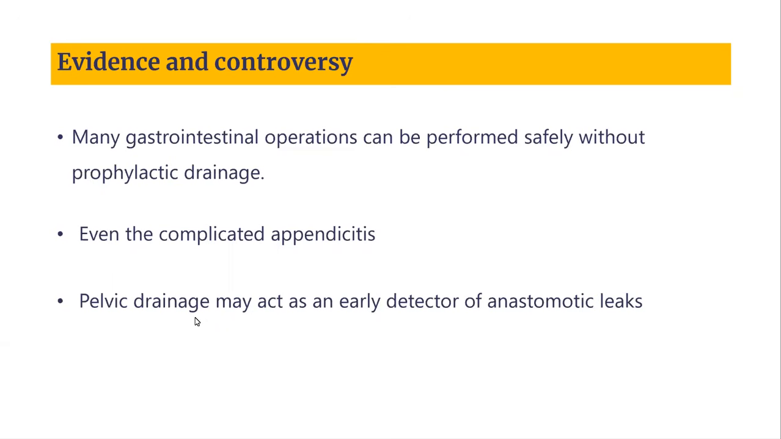Again, pelvic drain can be an early detector of anastomotic leaks, but this is considered level 5 evidence, because some surgeons think that the leaks usually occur after drains have been removed. So again, the drains now are of no value.